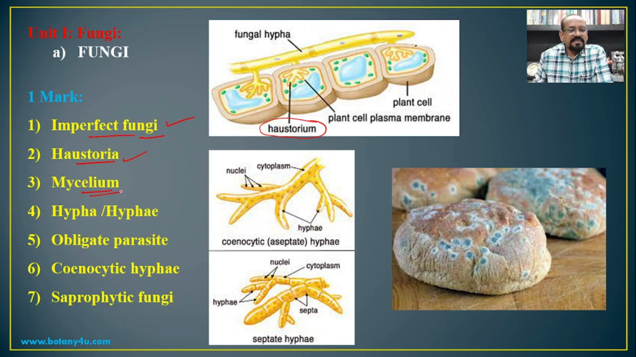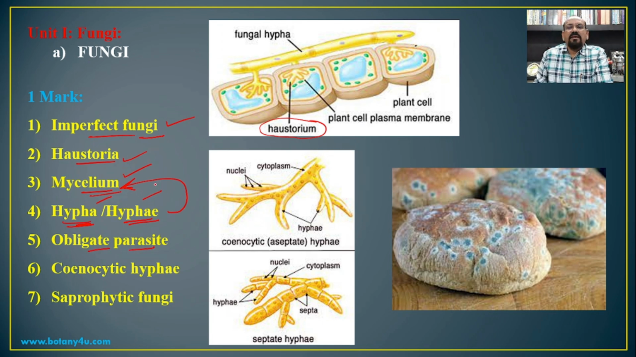Then the mycelium. Hypha is a singular word and hyphae is the plural, and when there is a tangled mass of hyphae, it is known as the mycelium. So there may be a 1 mark question on the mycelium, hypha, or hyphae also. Hypha is the vegetative part of the fungi. Then obligate parasite. Many fungi are obligate parasites.